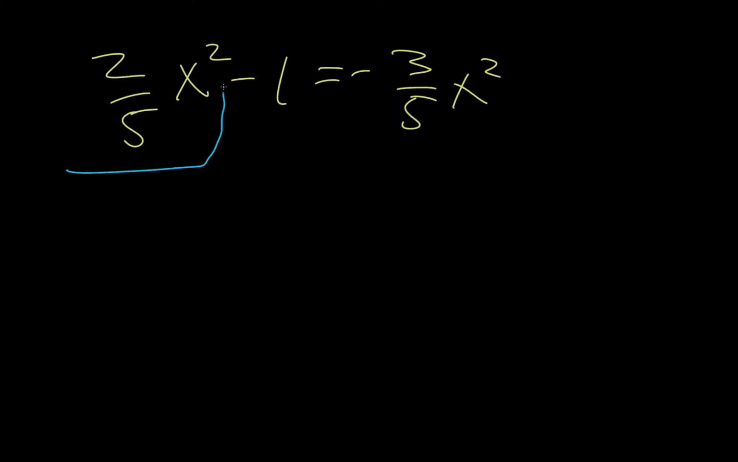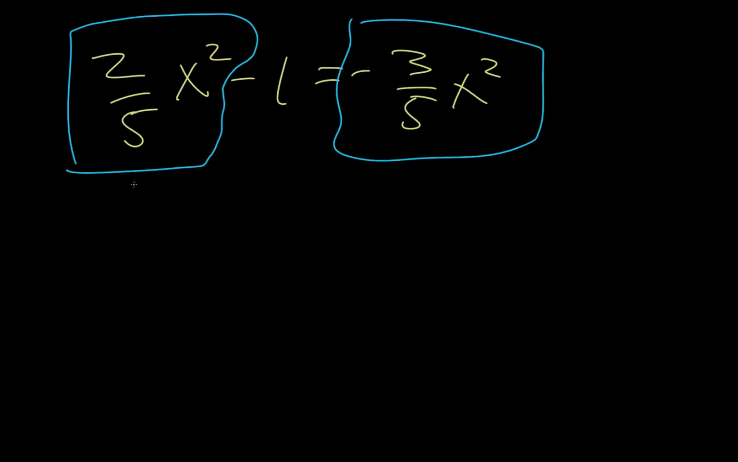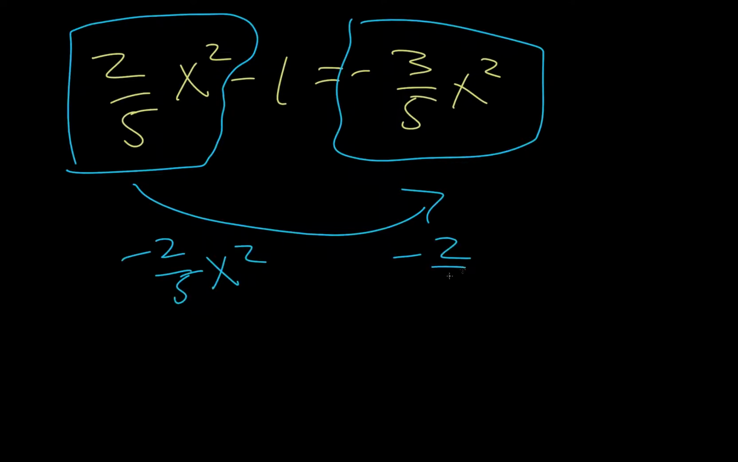Now, before we use SADMAP, we want to combine like terms. So I'm going to move this over here by subtracting all of it from both sides. All right, so these cancel. So we just have the -1. And these will combine. So we have -3/5, -2/5.